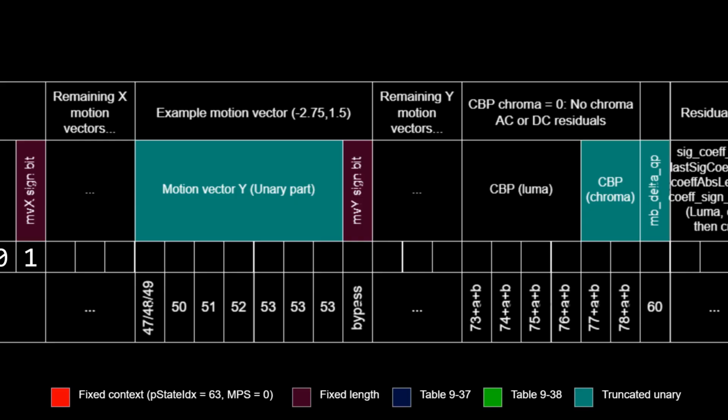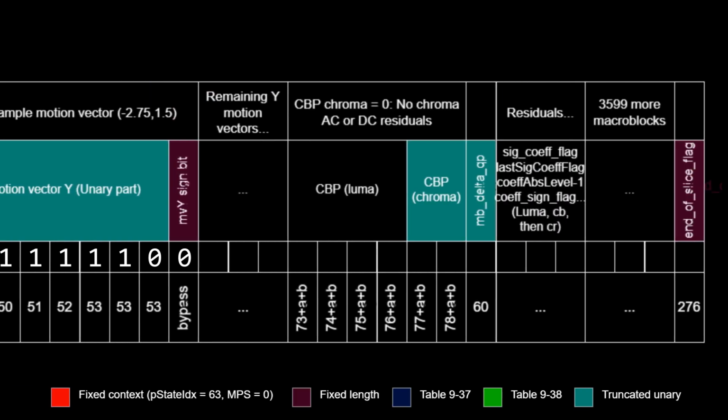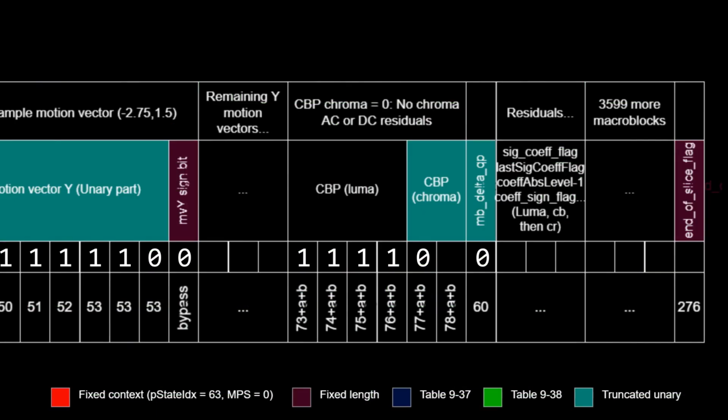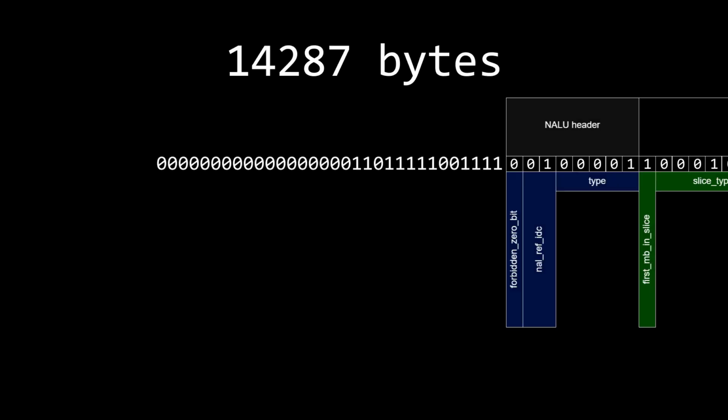For the unary part of our Y offset, we'll do the same, except all context models are 7 higher and we get the Y instead of the X of the motion vectors. Finally, the remainder and sign bit will be encoded in bypass mode. After, we'll encode the coded block pattern, change in QP, and residuals in the same way as before. After repeating this for all 3,600 macroblocks, adding the CABAC termination symbol, adding RBSP trailing bits, and the 4-byte size, we have our P-slice. Great job!